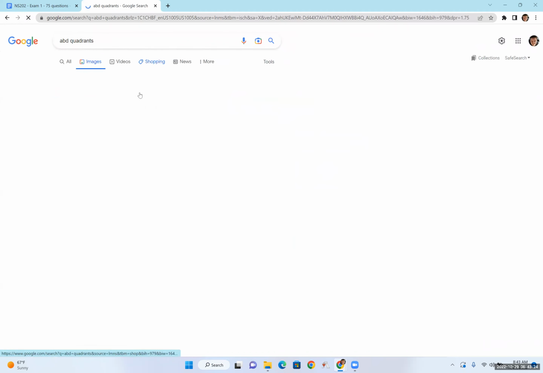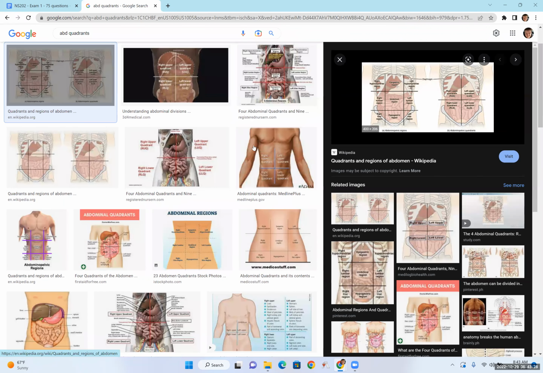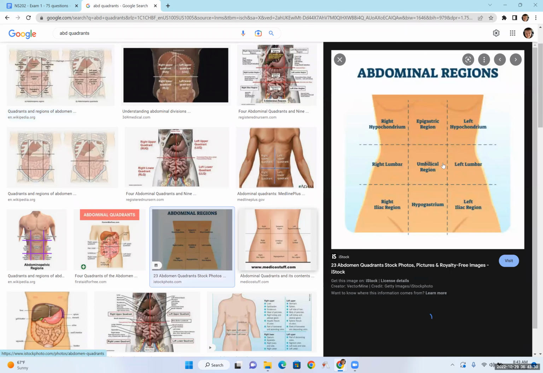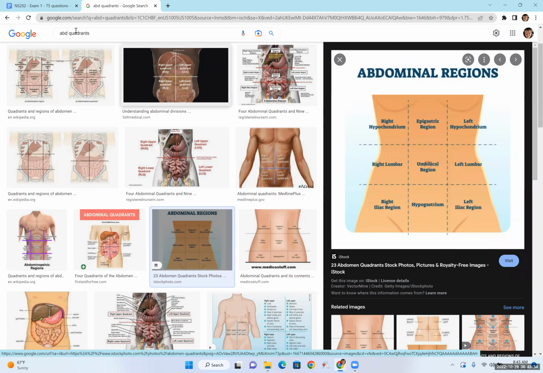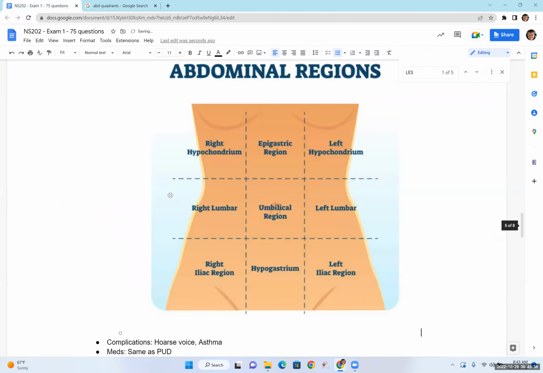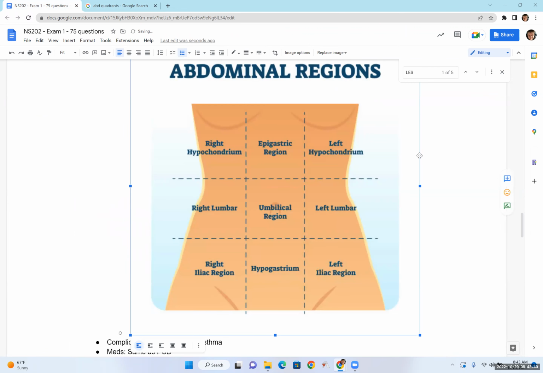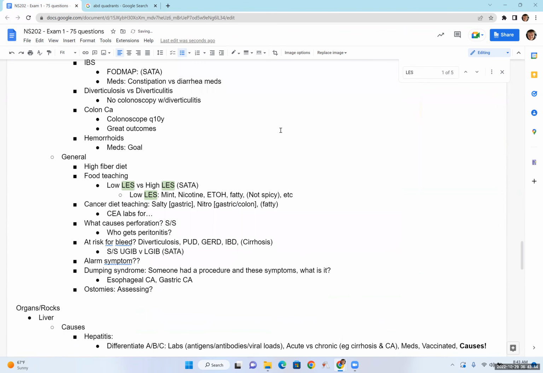We got, there we go. Right, so you can see this guy right here. So let's copy this one, get a better one. Copy image. Let's put it over here. All right, do you know where? Okay.